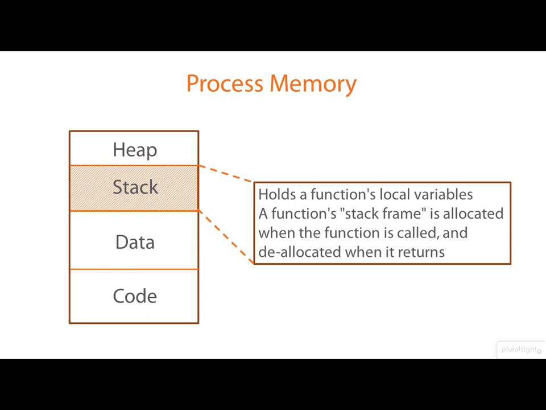The stack is a region that grows and shrinks as the program executes. It holds a function's local variables. When a function is called, a stack frame is allocated for that function to hold its local variables, and when the function returns, that stack frame is deallocated. So space on the stack is always allocated on a last in, first out basis.